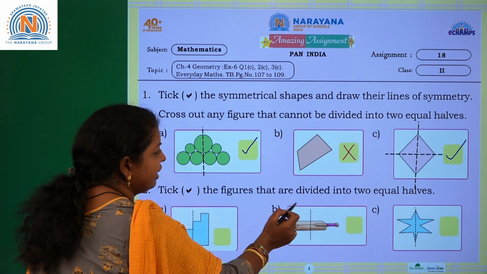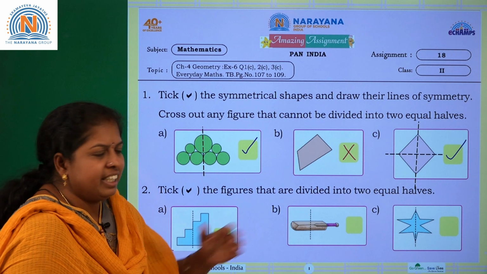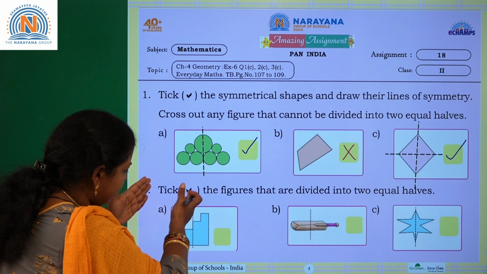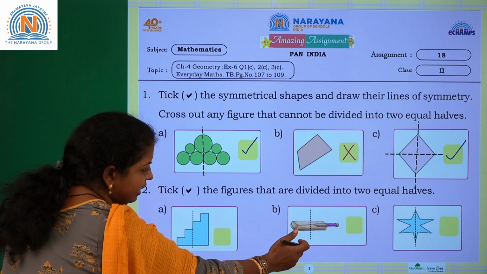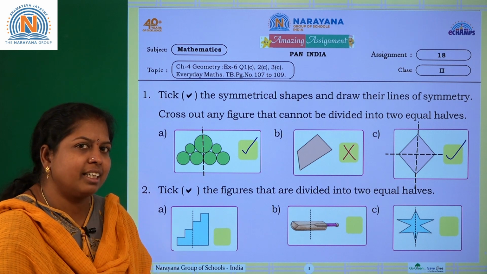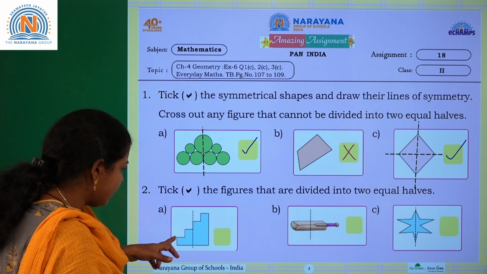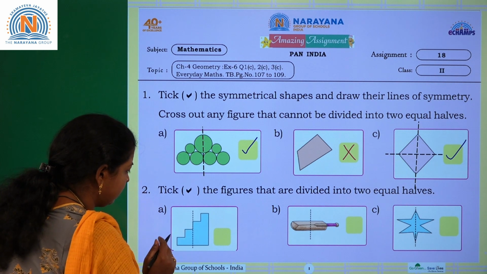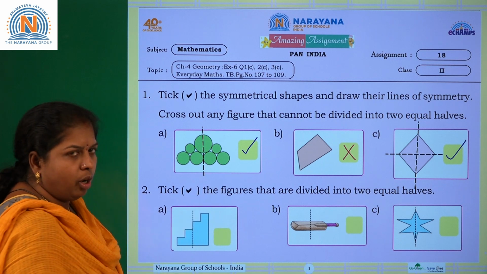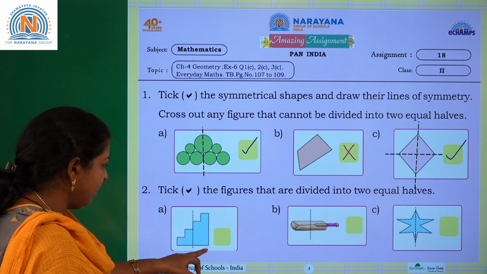Take the figures that are divided into two equal halves. Which figure is divided into equal halves? Here you have divided, right? Already there is a symmetrical line. You just observe that symmetrical line and that figure, and you have to give the conclusion whether that is symmetrical or not. If you observe the first one, is it a symmetrical line or not? Here only two steps are there this side and here also two, but they are on the top and here they are at the bottom, right? So is it symmetrical? No.